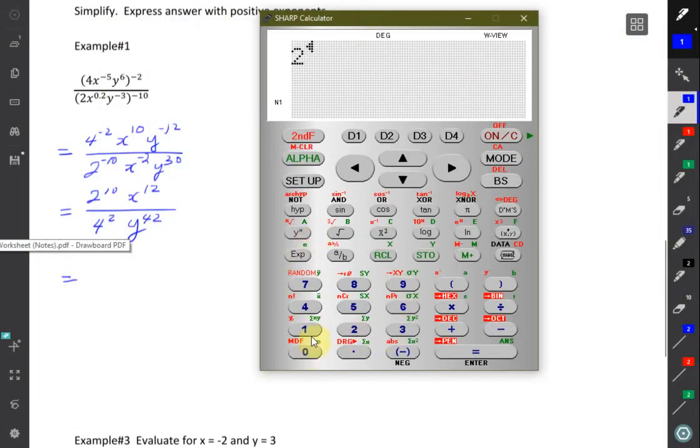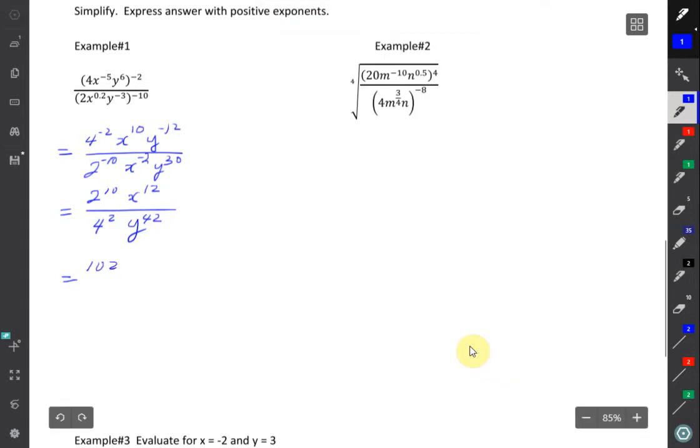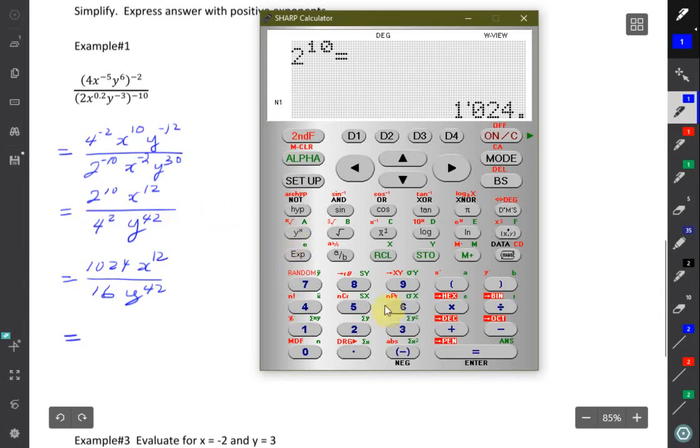2 to the exponent 10 is equal to 1024. So we have 1024 x squared to the 12 all over 16 y to the 42. Now we can reduce this. It looks like 4 will go into both of those. Again, you can do that on your calculator.